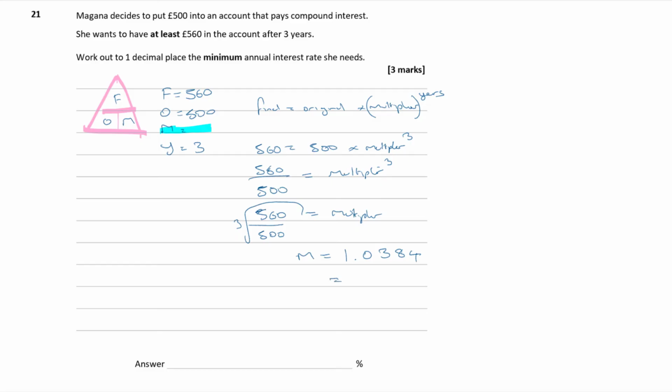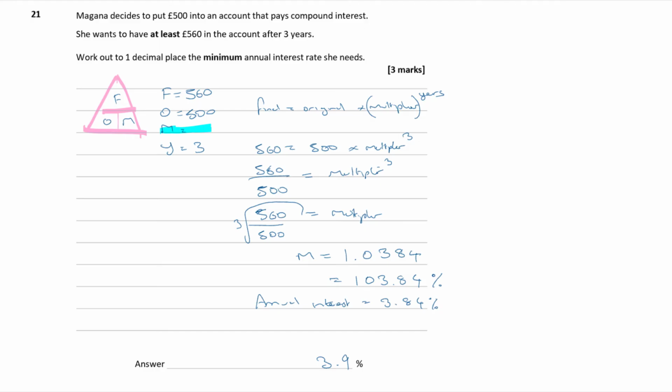So that as a percentage is going to be 103.84%, making the annual interest equal to 3.84%. Now normally I would round that down and say that 3.84 is closer to 3.8, but if you actually use a multiplier of 3.8, it's going to come out slightly too low. So I'm actually going to round this up and put it down as 3.9%.